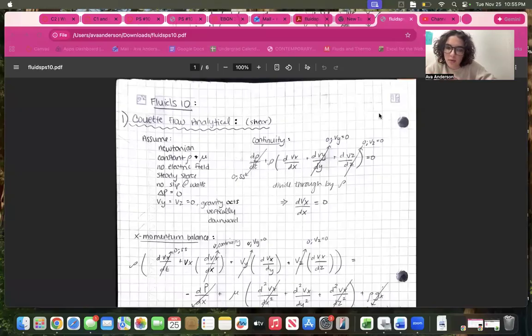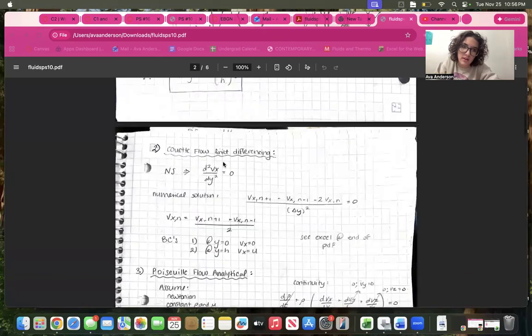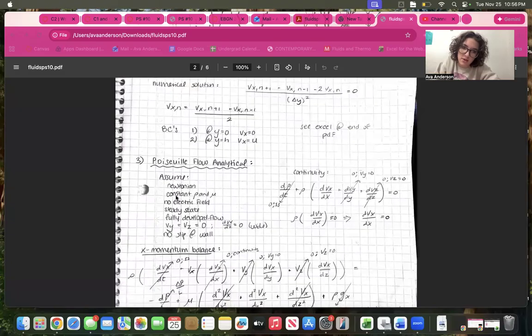For both of the problems, you can assume they're Newtonian, constant density and viscosity, no electric field, steady state, no slip. The difference between Couette and Poiseuille for the pressure: there's no pressure gradient here, and there is a pressure gradient here. But you can also assume for both of them that Vy and Vz equal 0 because it's wide. And we're also assuming for Poiseuille flow that it's fully developed.